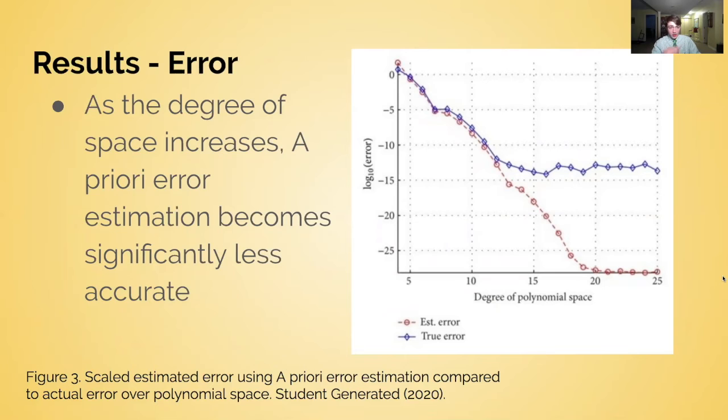So a priori error estimation is preferable when it comes to lower degrees of polynomial space. And practically, you're not going to be running functions that exist in 15-dimensional space through the program, because you're not going to functionally be looking at anything like that. So practically, it's not a big deal. But in theory, as we increase degree of polynomial space, a priori error estimation becomes less accurate.